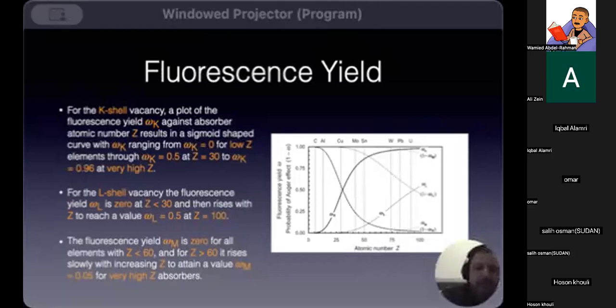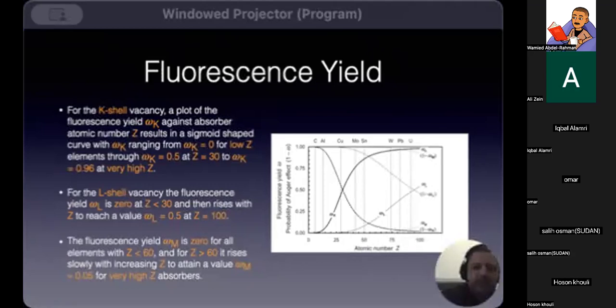Okay, so remember this sigmoid curve. If you want to plot this curve, you don't actually need to know the whole data, just know a few points. For example, at Z equals 30, the value is 0.5, at 10 it is 0, and then at very high Z, you can put 0.95, and then you know the curve looks like this. If you want to estimate the fluorescence yield for any other atom, all you need is the Z, and from this plot we can quickly estimate the fluorescence yield for that atom.